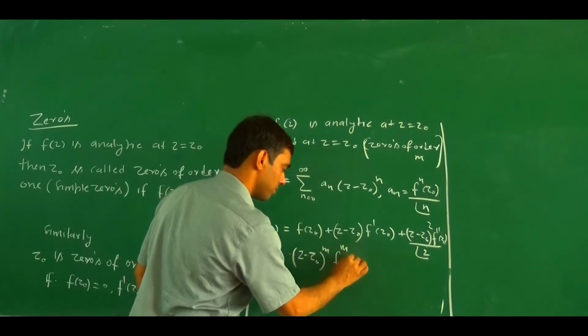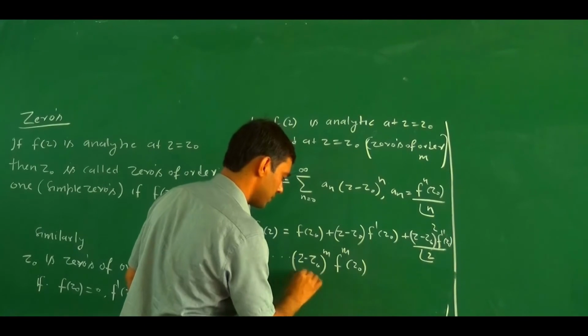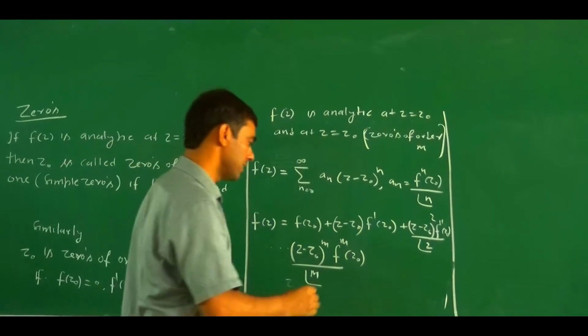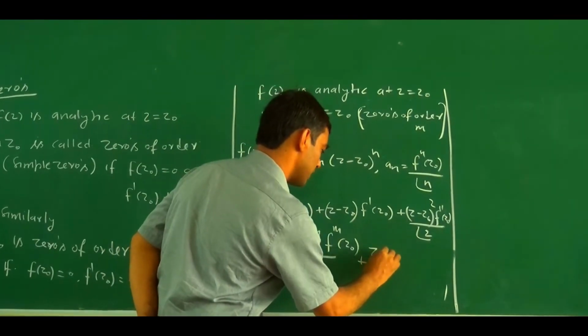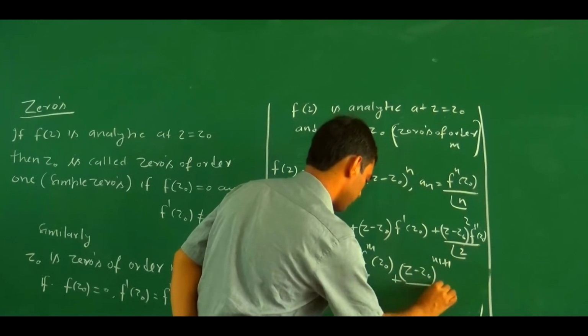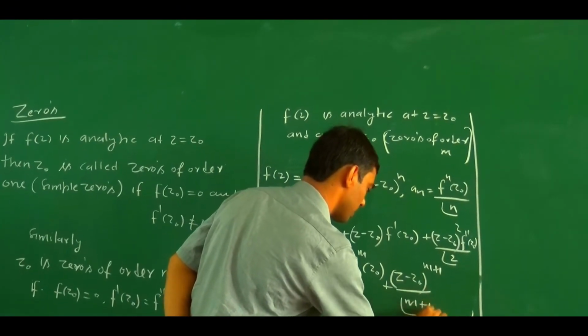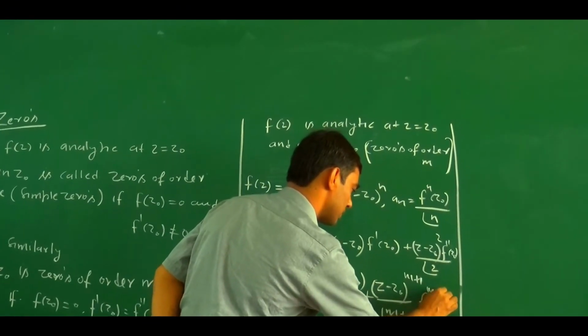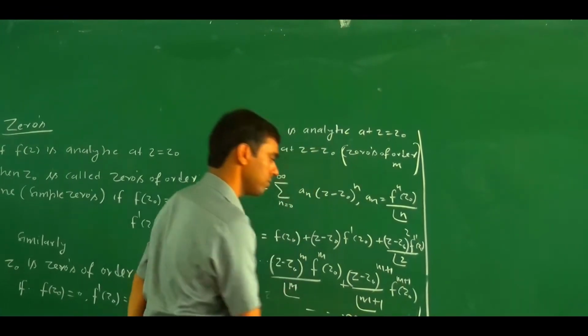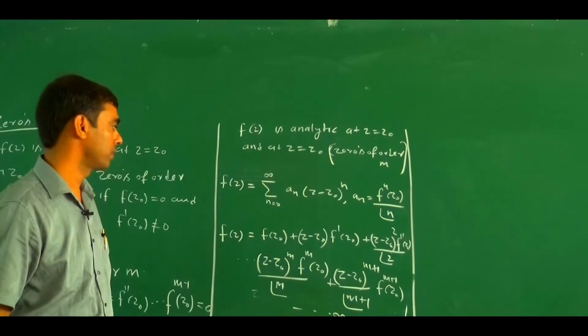The mth derivative at z0 divided by what? Divided by factorial m. Similarly, the next term is the what? (z minus z0) to the power m plus 1 divided by factorial m plus 1, the m plus 1th derivative at z equals z0. And how many terms? There is an infinite number of terms.